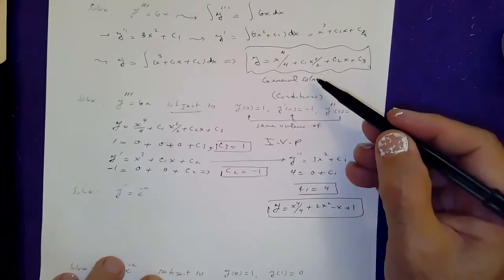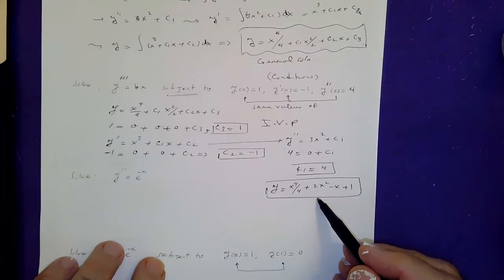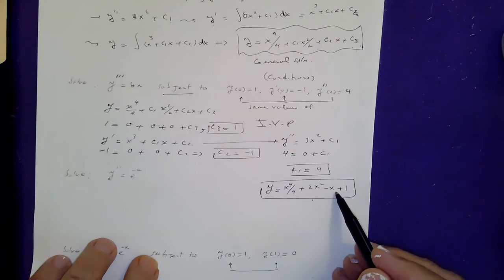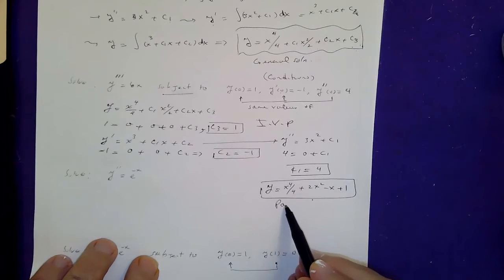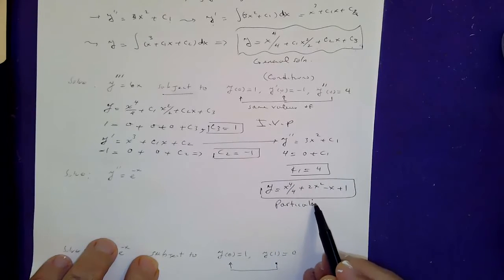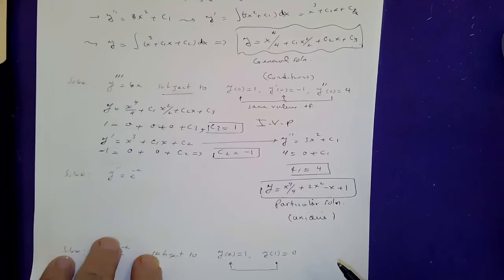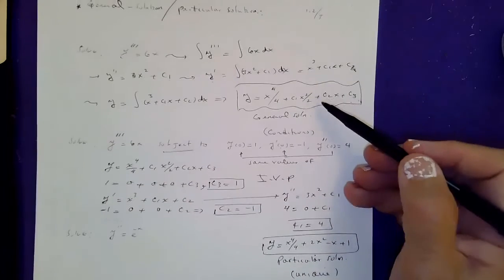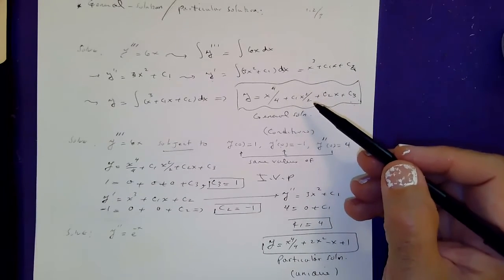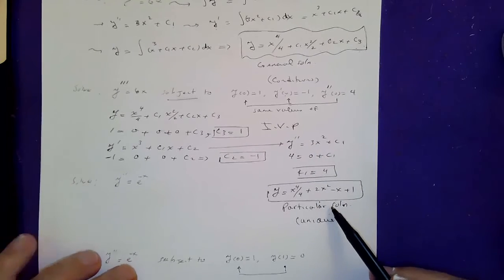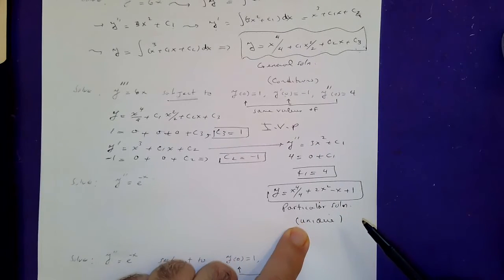However, notice the difference between the general solution and this solution. The general solution had constants in it. This solution has no constant, so it's called a particular solution, or specific solution. And by the way, it's unique. That means it's one of a kind. Yes, the general solution consists of infinitely many solutions, but the minute you impose the conditions, guess what? The answer is one of a kind.